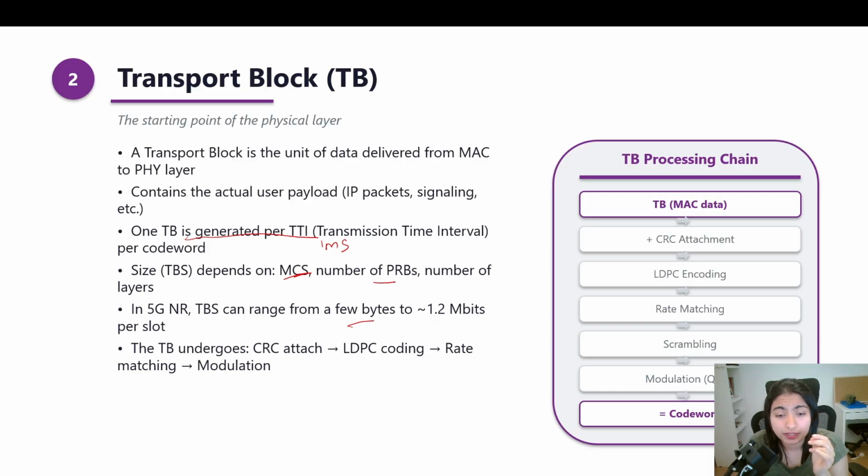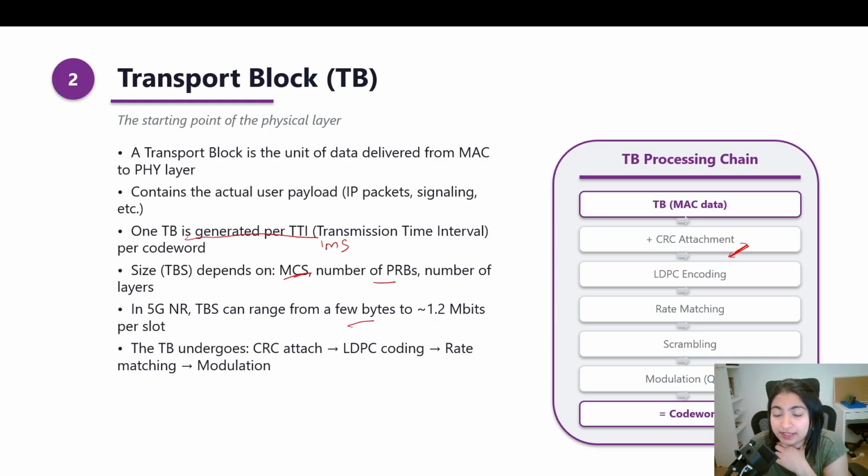Now, the transport block, once it arrives at the physical layer, undergoes a series of processing. Firstly, the physical layer adds a CRC attachment to it. CRC stands for cyclic redundancy code check, and it adds this check to verify if there are any errors in the transport block while it is transmitted over the air interface.